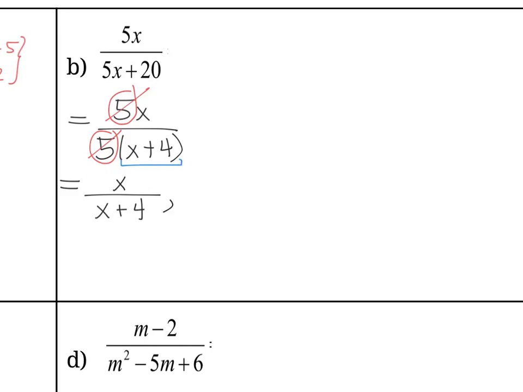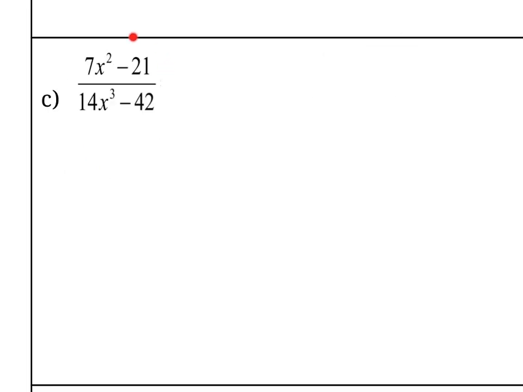So we're going to include a restriction that x cannot equal -4. And again, how I did that is I just set this factor equal to 0. So I said x plus 4 cannot equal 0, and I just solved for x, so x cannot equal -4. Okay, let's keep going with simplifying.